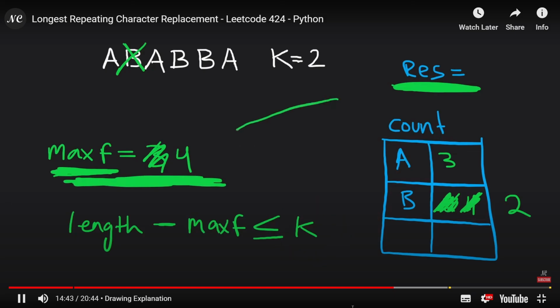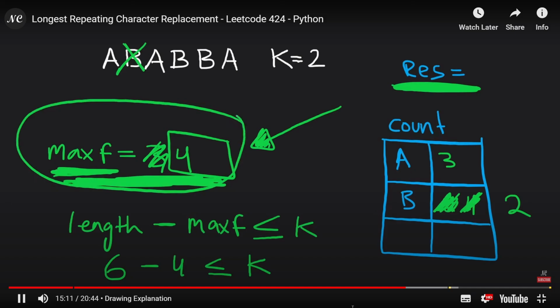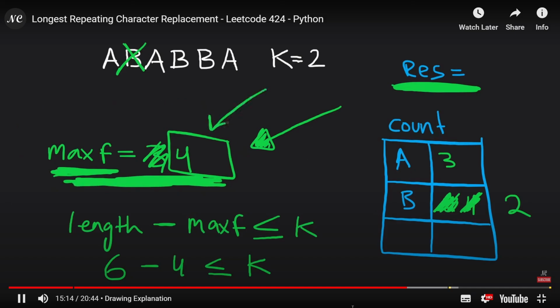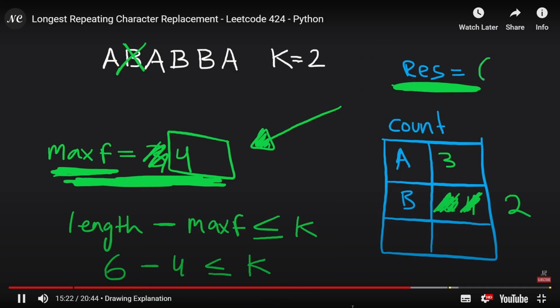So for example, let's say I had a max frequency of 4, but now the new max frequency got downgraded to a 3. I'm still going to leave this as a 4 because it's not going to change our result. For example, if I had 6 minus 4 that was less than or equal to K, which is 2 in our example, and I leave this as a 4, I'm basically overestimating what the max frequency is. But we know at least at one point in time it was a 4, so we were able to take the length 6 and set it equal to our result. And so let's say our result is now 6.